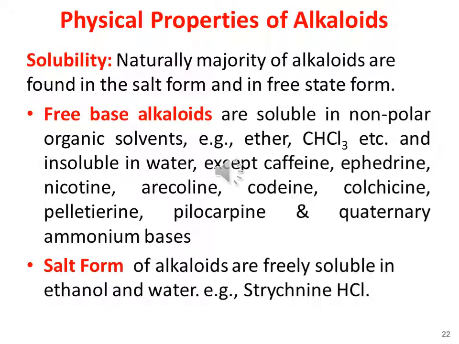Lastly, the terpenoidal alkaloids possess a terpene structure in their molecule. Examples of terpenoidal alkaloids include aconitine. The structure of aconitine is shown in this slide.